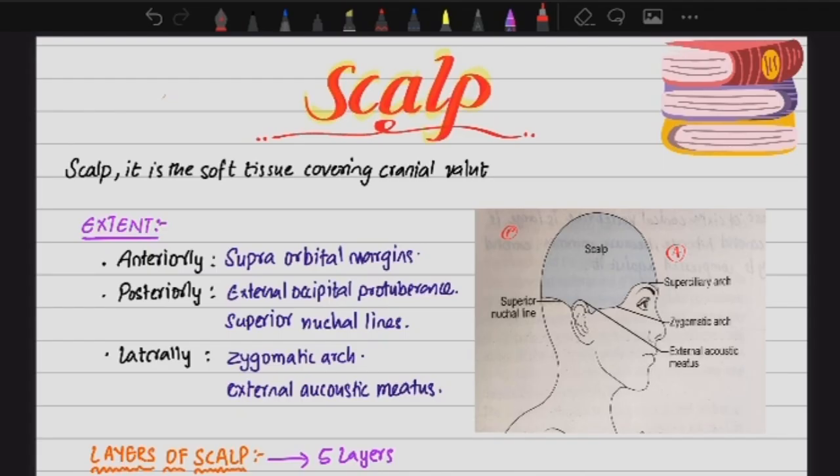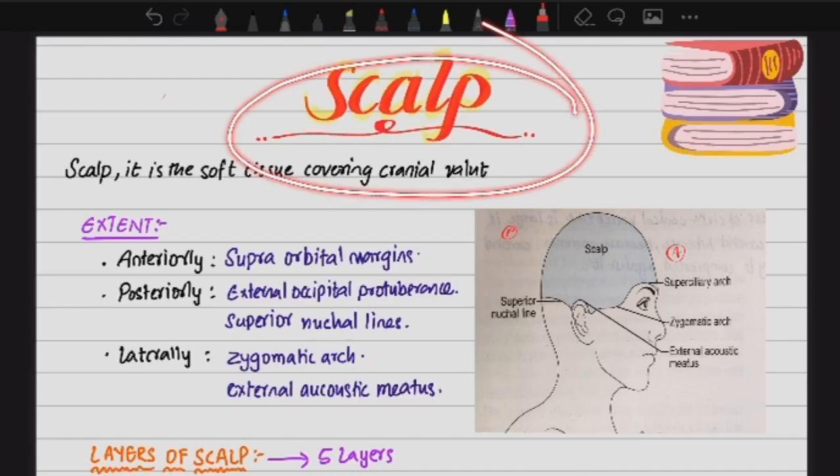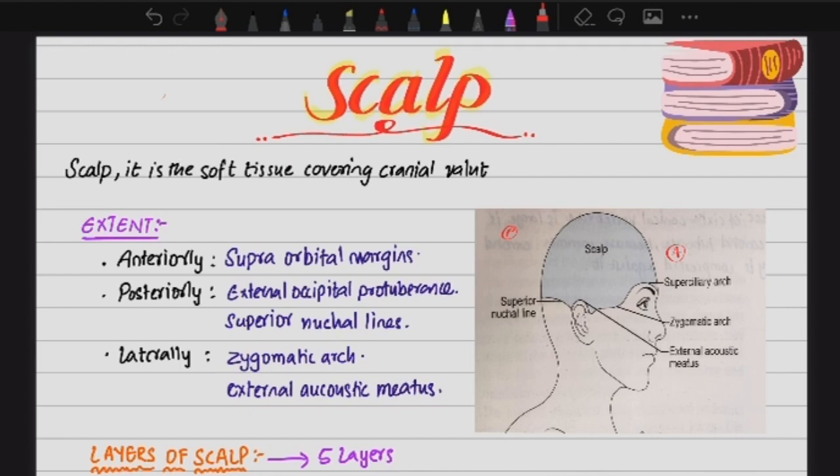So now let us start with the anatomy of head and neck. Our first lecture will be on the topic, the anatomy of scalp. So let's get into the topic. Scalp is a soft tissue which covers the cranial vault. This is the simple basic definition of scalp.